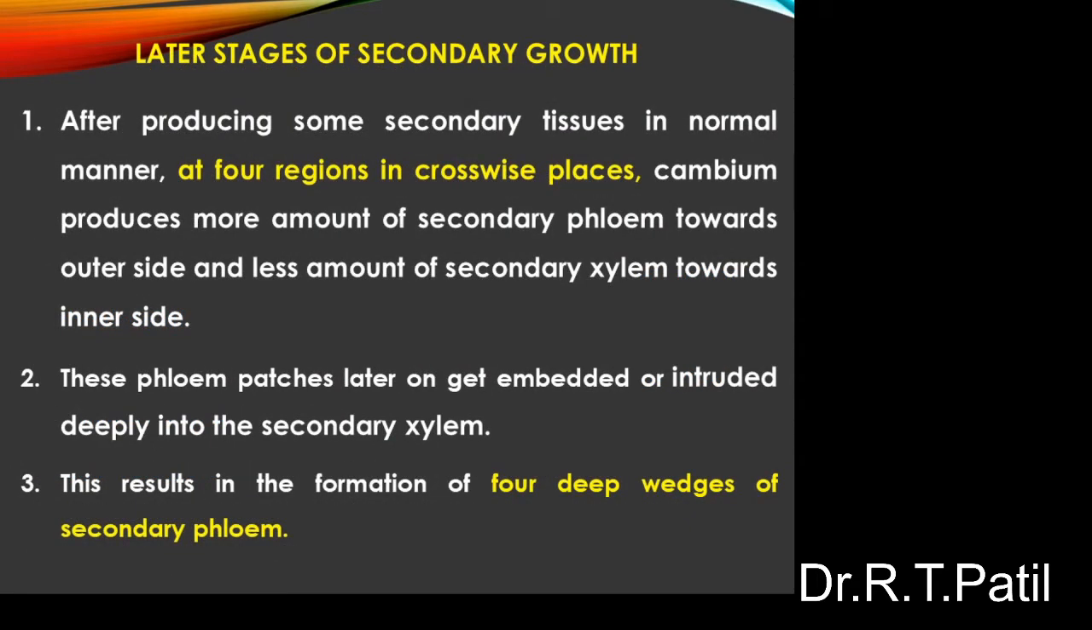In later stages of secondary growth, that is, after producing some secondary tissues in normal manner, at 4 regions in crosswise places, cambium produces more amount of secondary phloem towards outer side and less amount of secondary xylem towards inner side. These phloem patches later on get embedded or intruded deeply into the secondary xylem. This results in the formation of 4 deep wedges of secondary phloem.